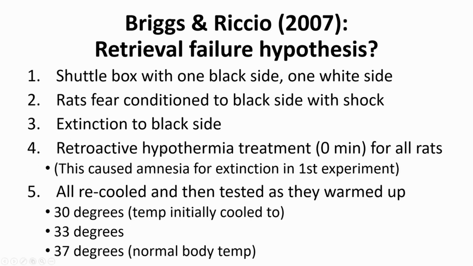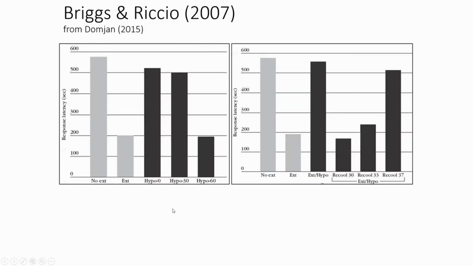So they introduced retroactive hypothermia for 3 new groups. The hypothermia treatment was given at 0 minutes because in the previous study, that group had shown amnesia for extinction. And then when they were going to test the next day, they recooled all 3 groups and tested them as they warmed up. So they were originally cooled to 30 degrees, then they tested as they warmed up to 33 degrees, and then up to 37 degrees. And 37 degrees is actually normal body temperature for a rat, so this would be when they had gotten back to being fully warmed. And so we can look at the data here.